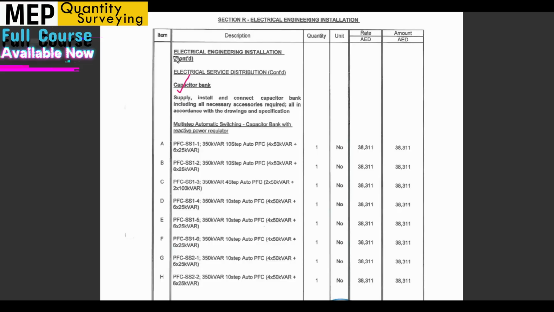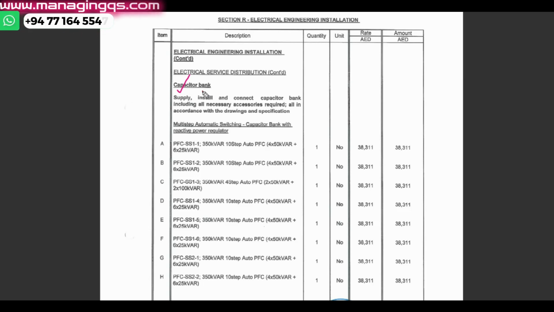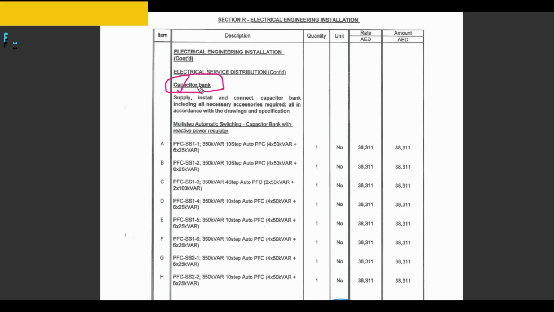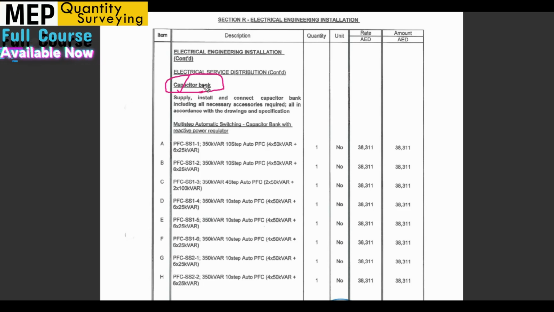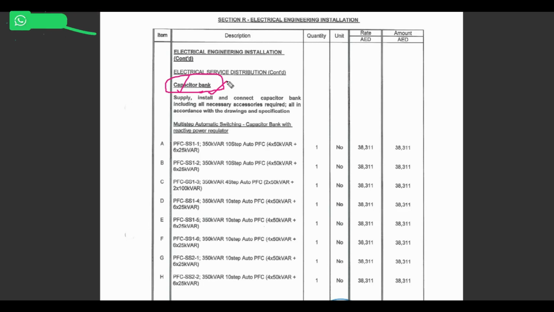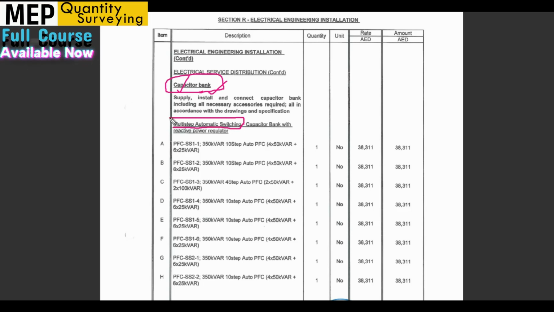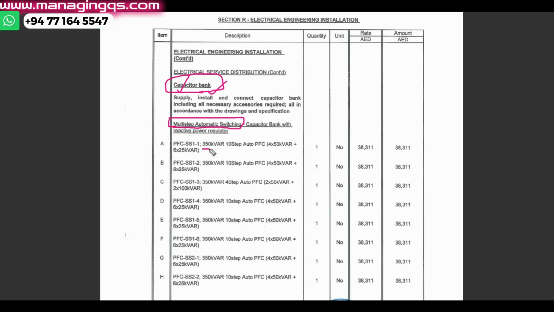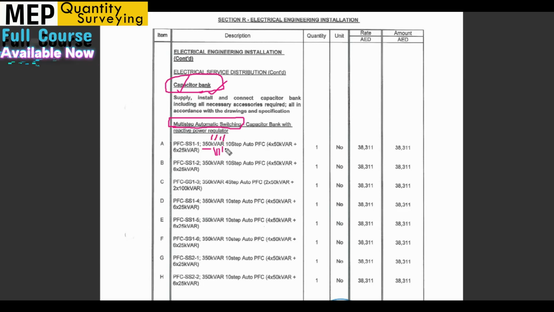A capacitor is an electrical device that helps us balance the power. A capacitor bank is a group of capacitors. Inside the bank we can find single capacitors, so that's why we call it a capacitor bank. Another very important term is multi-step automatic switching. You can see here 350 kVAR, which means kilovolt ampere reactive. This is the term kVAR.